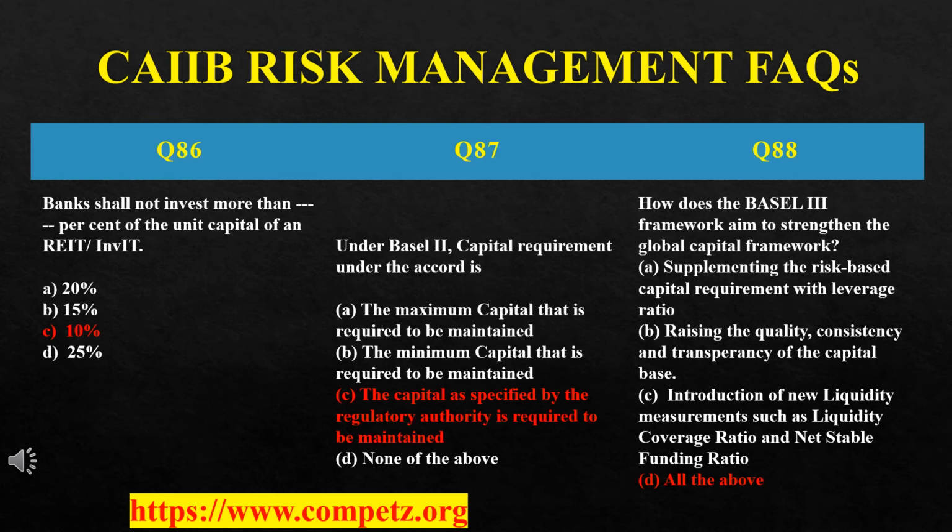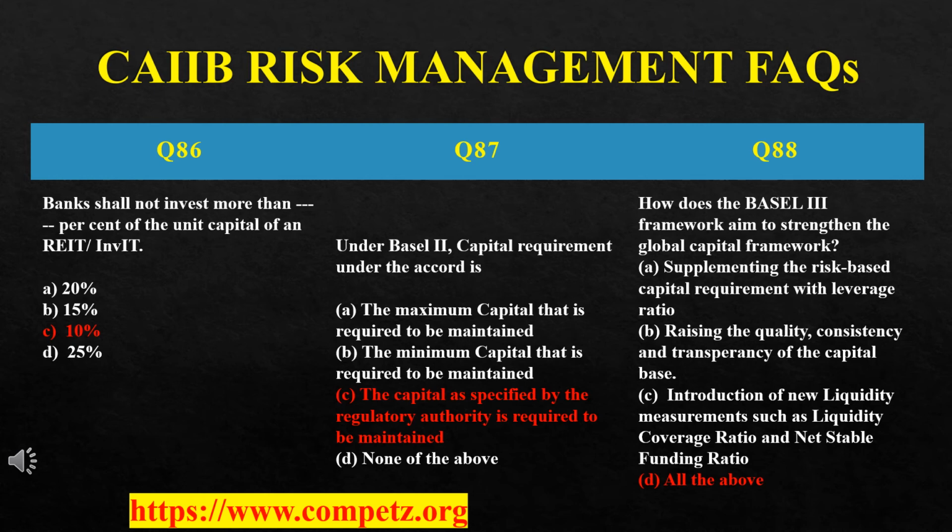So how 10%? See here, banks can invest in real estate investment trust and infrastructure investment trust within the overall ceiling of 20% of their net worth, which is permitted for direct investment in shares, convertible bonds, debentures, units of equity oriented mutual funds, and exposures to venture capital funds, both registered and unregistered. However, the investment cannot exceed 10% of the unit capital of real estate investment trust and infrastructure investment trust. Thus, the answer is C, 10%.